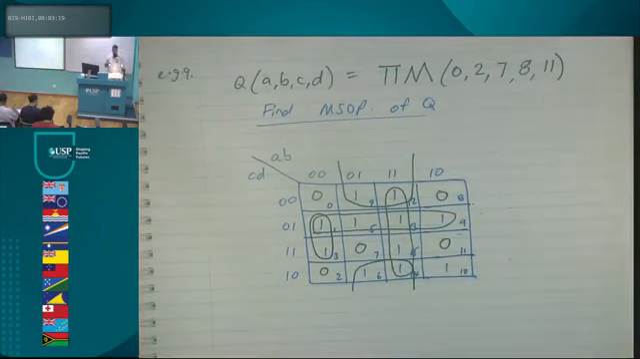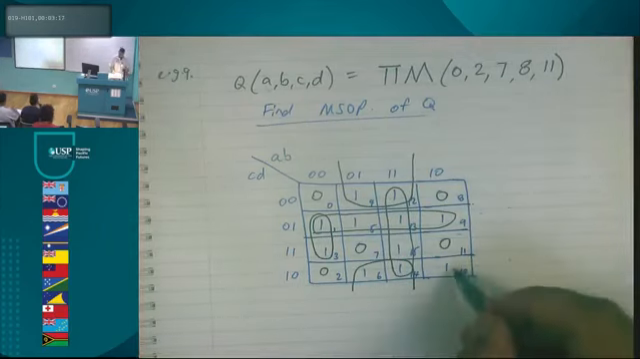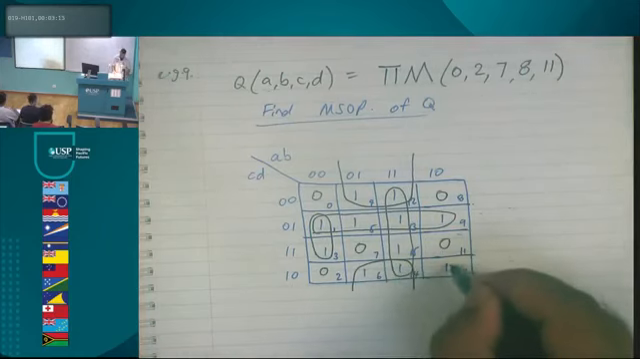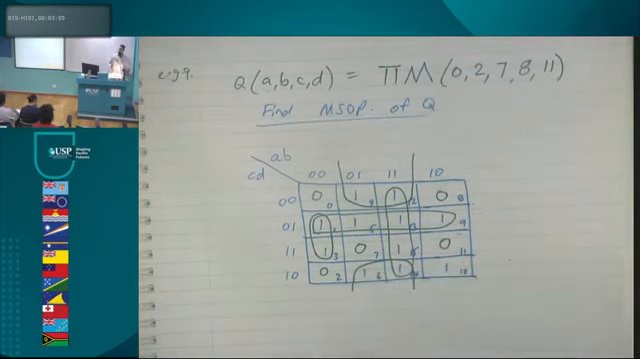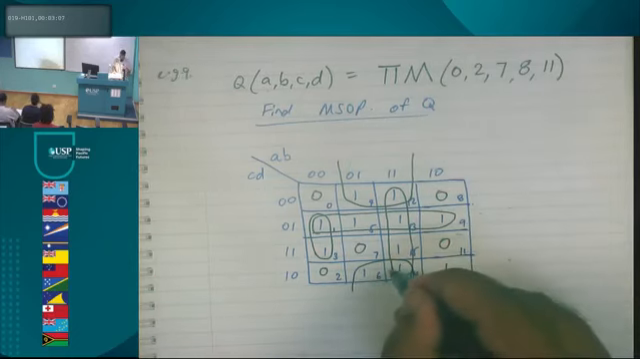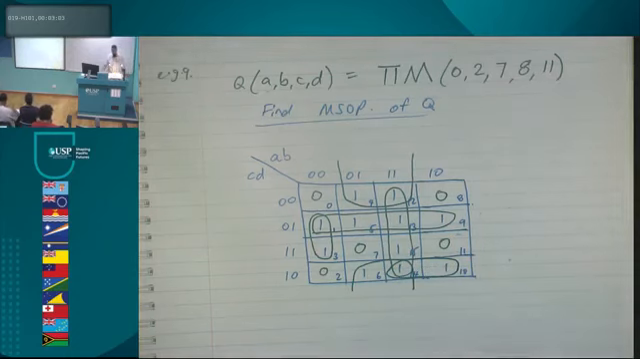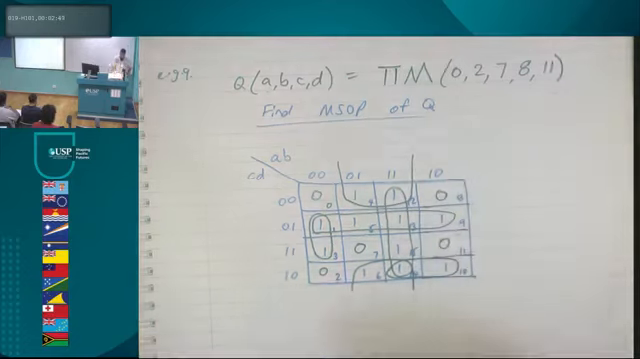Any more ones left over? Yes, this one here. So is there a neighbor? Yes. Why can't we do a group of three? That's not allowed because it's got to be in powers of two. So we do a group of two. So you've got to be very neat in your grouping such that you don't get confused. There will be lines all over the place, so always try and use different color pencils or crayons or whatever you use. Okay? All right, now, let's have a look at this first minterm.